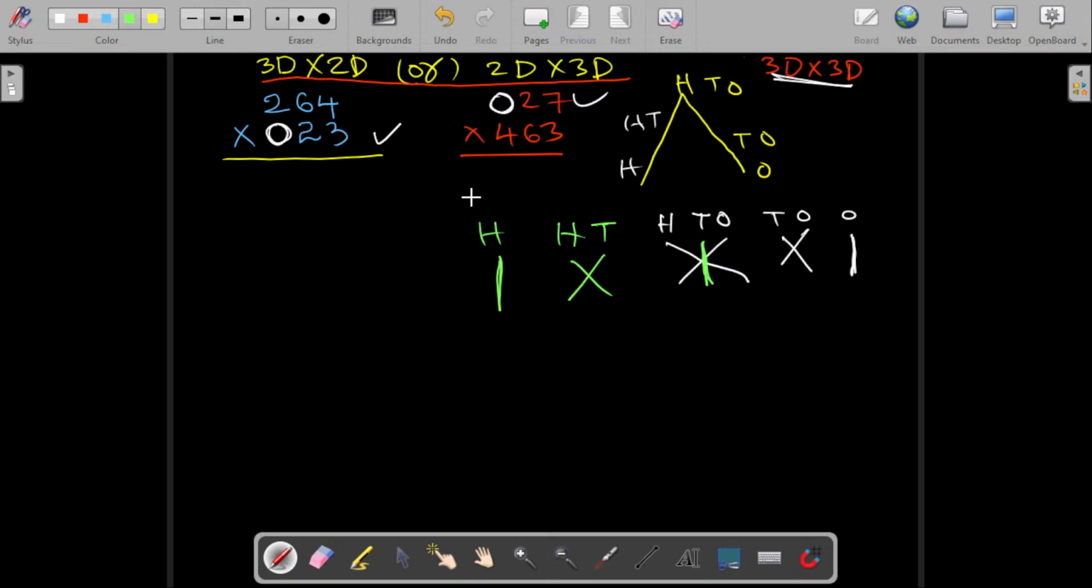So complete these problems and tell me the answer. This is A, this is B.